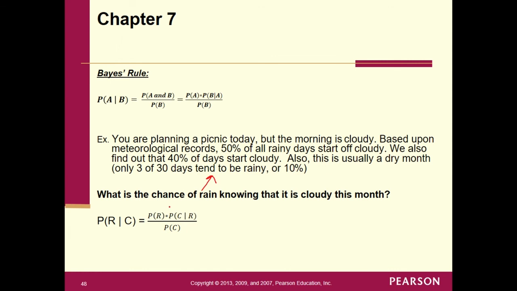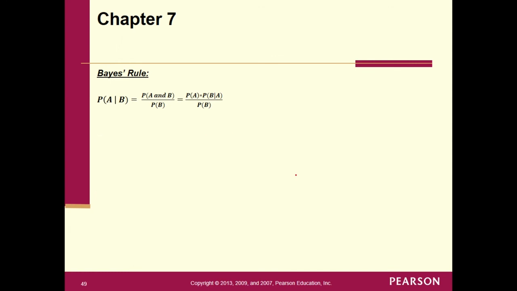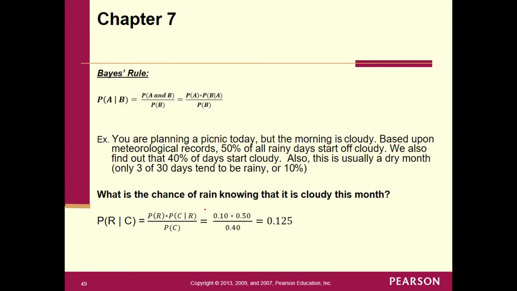So what's the probability of it raining this month? Well, let's see here. Looks like it's 10%. So we know it's 0.10. Okay. What's the probability that it's cloudy in the morning and we know it rained? So 50% of all rainy days start off cloudy. So we know that it rained, and what's the chance that it started off cloudy? That's 50%. That right there is the probability of cloudy given rain.